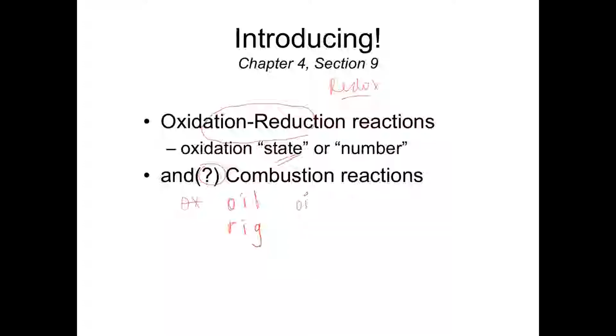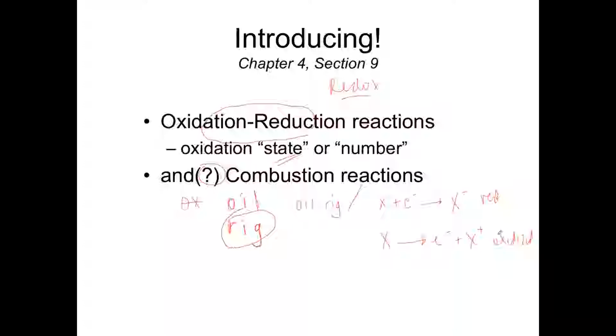So OIL RIG, as you can see, is a mnemonic that I have used for years to remember which is which. Let me say it differently. If you have some atom, some species, and it gains electrons, it's going to go to X minus, right? Well, that is the gain of electrons. So this has been reduced. Reduction. Okay? If you have some species and it loses an electron, right? What's left? X plus. It has been oxidized.